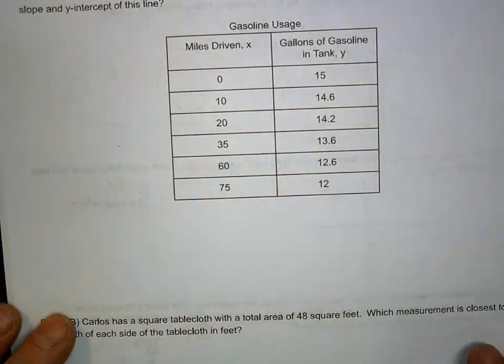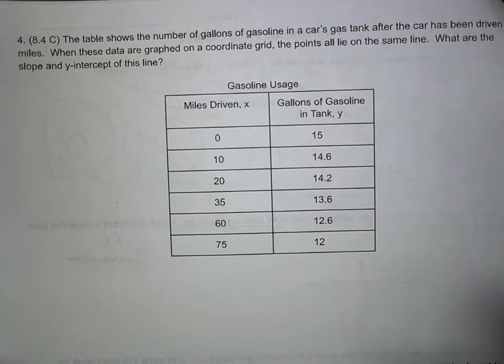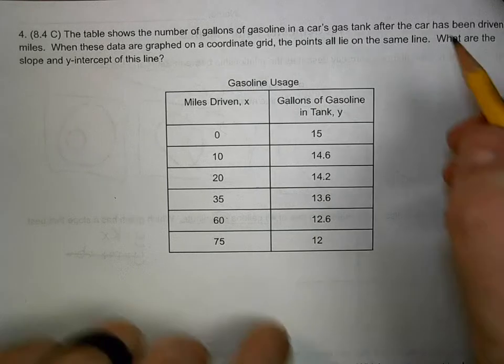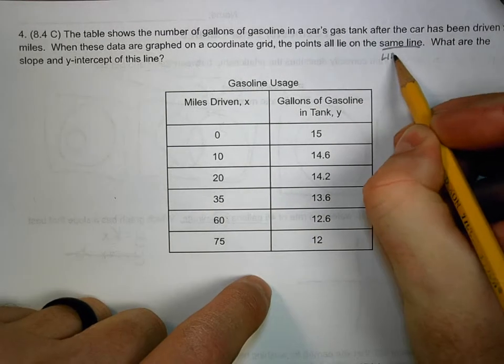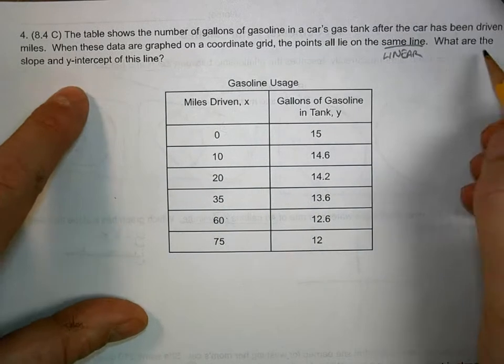All right, let's look at question 4. Question 4 says, the table shows the number of gallons of gasoline in a car's gas tank after the car has been driven X miles. So the car is losing gas. When these data are graphed on a coordinate grid, the points all lie on the same line, which means it's linear. Same line, fancy way to say linear. What are the slope and y-intercept of this line?